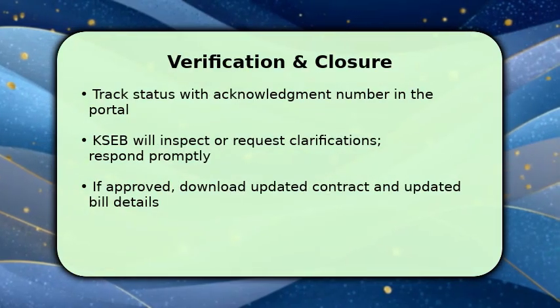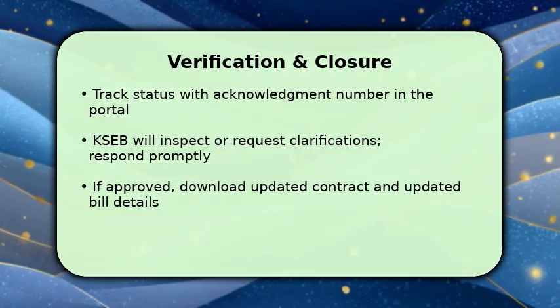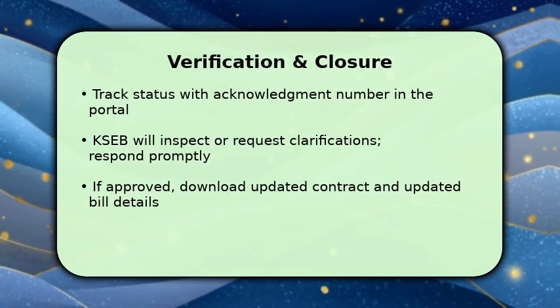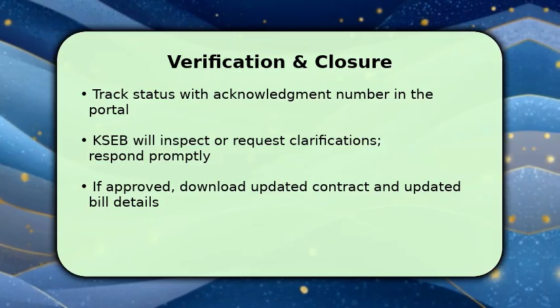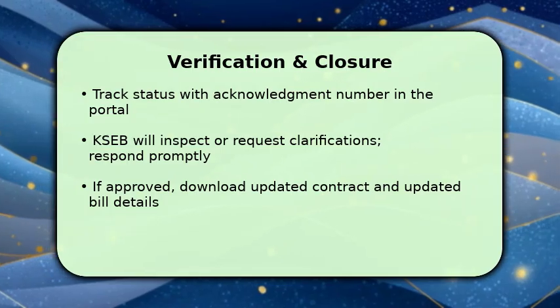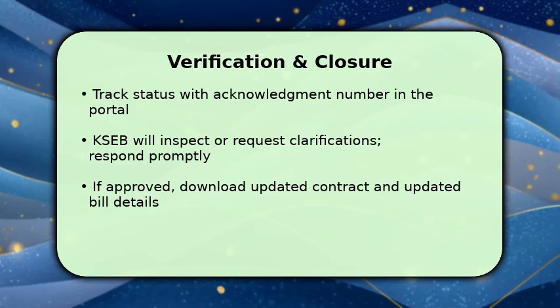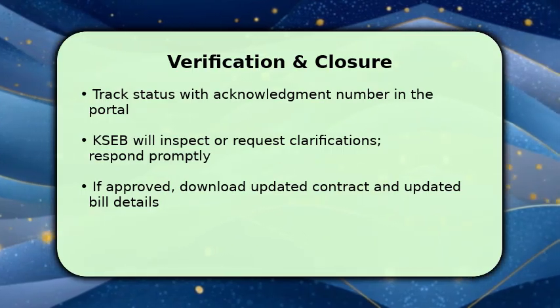Finally, you track the application status using the acknowledgement number until KSEB completes verification. They may schedule an inspection or ask for clarifications, so check messages daily. Once verified, the authority updates ownership and issues a confirmation. Then you download the amended contract and ensure bills show the new owner.